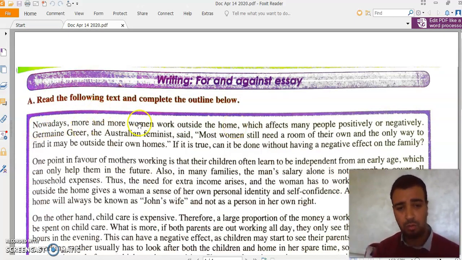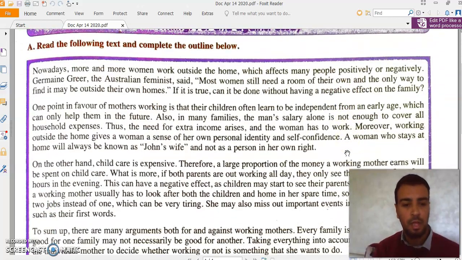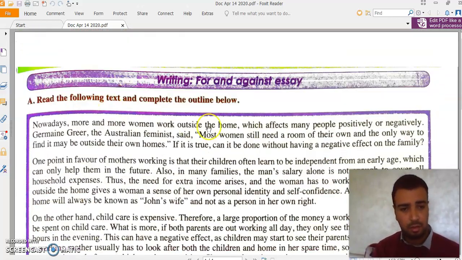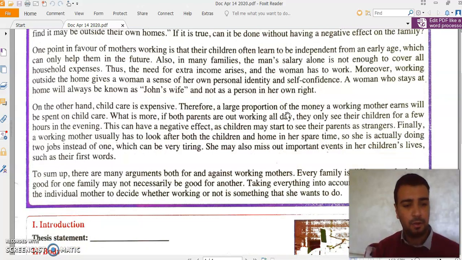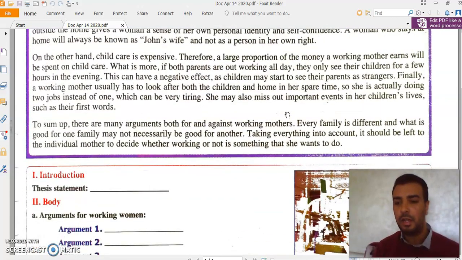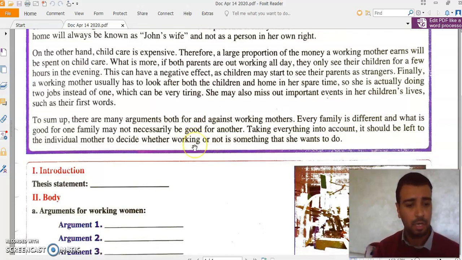Nowadays, more and more women work outside the home, which affects many people positively and negatively. Advantages, disadvantages. Although, as I have explained earlier, I prefer that you put the thesis statement in the last part of the paragraph. It should be right here. So this is the thesis statement, I guess. If you have another idea, please, you can make a comment below.